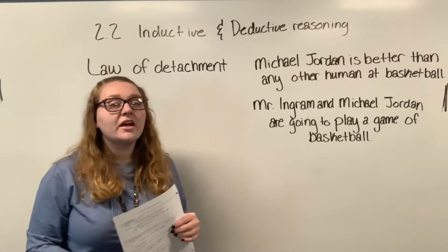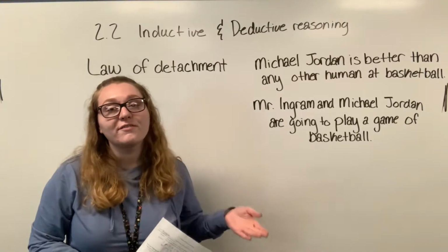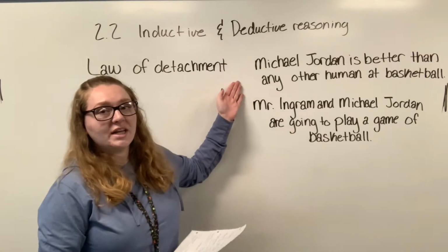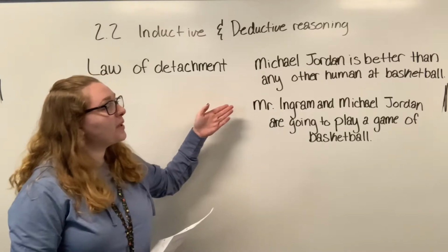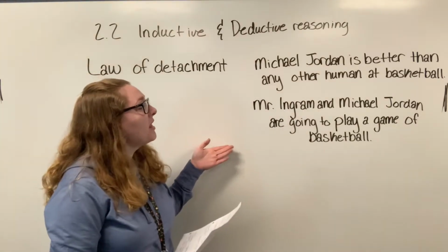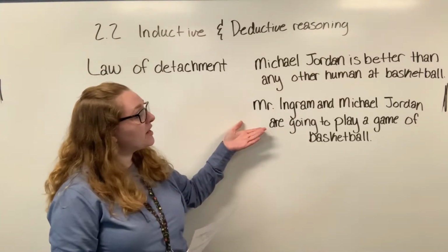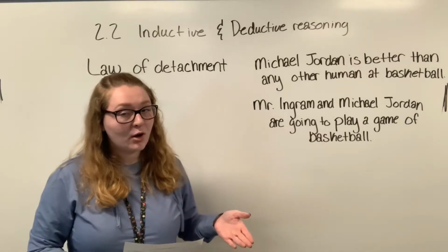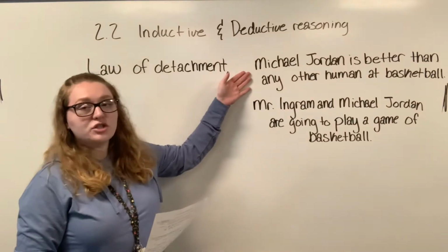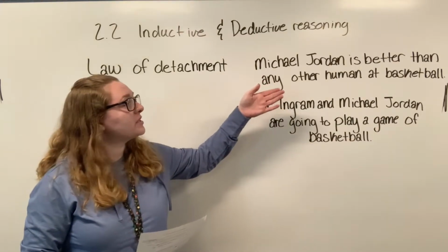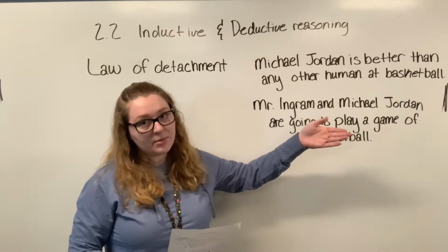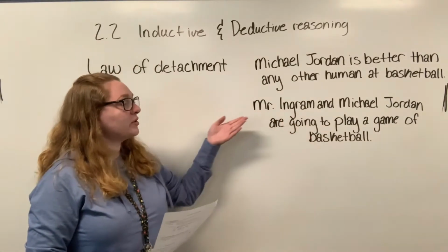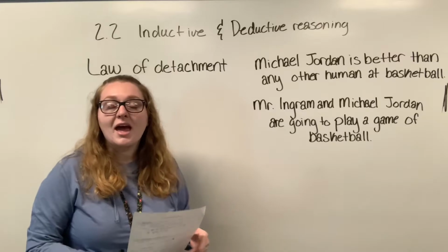All right, so here are our two statements for our first example of law of detachment. We have Michael Jordan is better than any other human at basketball. And our second statement says that Mr. Ingram and Michael Jordan are going to play a game of basketball. All right? So if we assume the first one is true, that Michael Jordan is better than any other human at basketball, and we know that Mr. Ingram is a human, then that means that Michael Jordan is better than Mr. Ingram. And that's our conclusion.